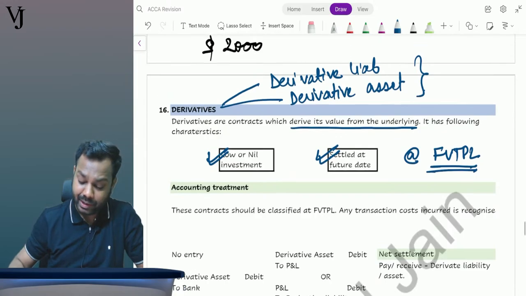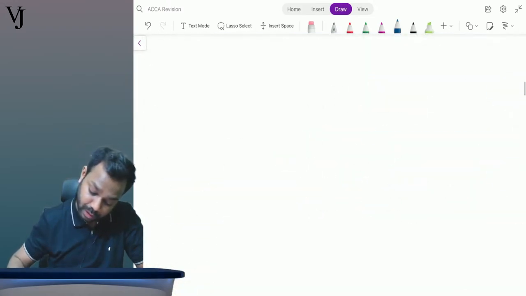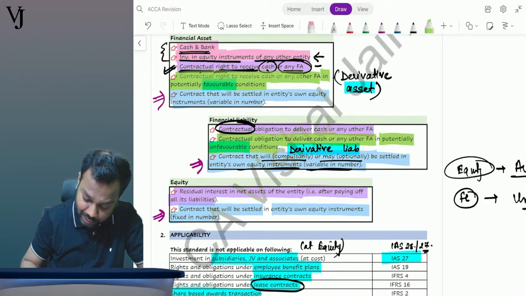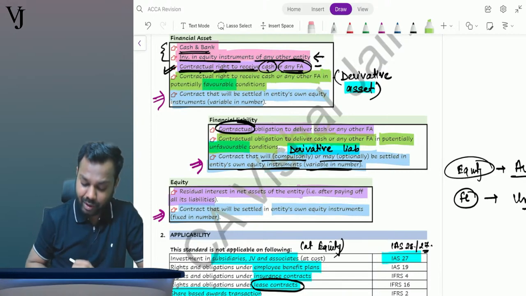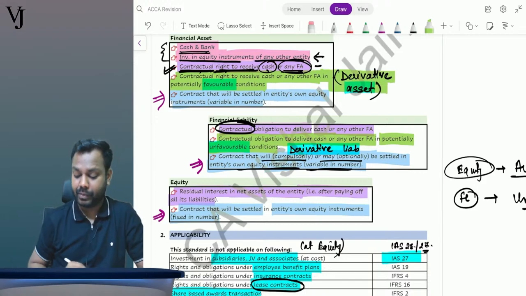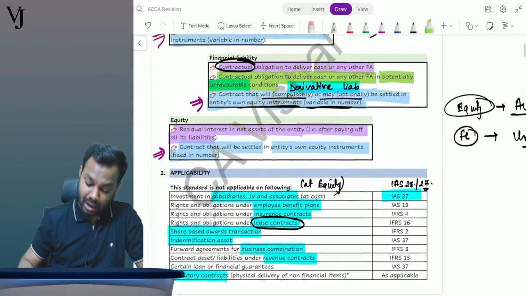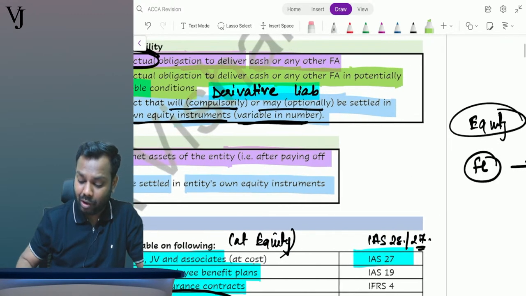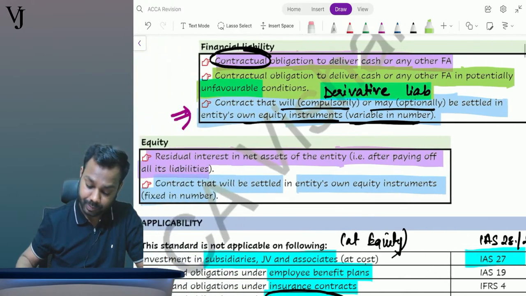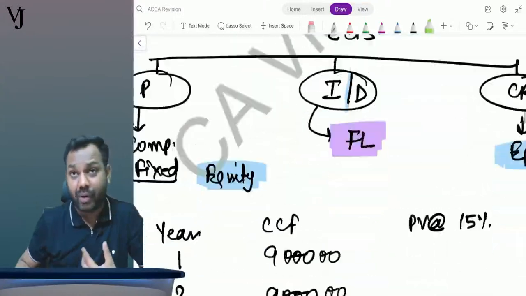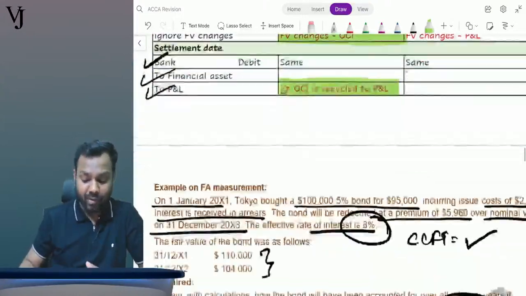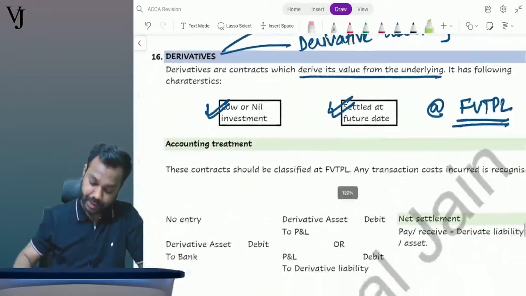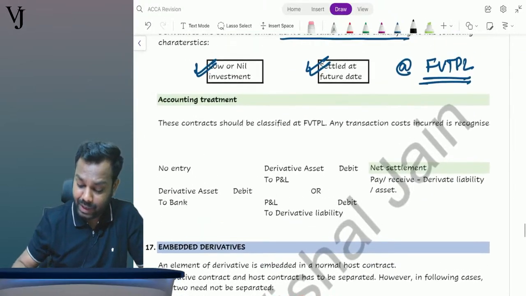We have already studied the meaning of derivative asset and derivative liability, right? See here. This is the meaning of derivative asset: a contractual right to receive cash or any other financial asset in a potentially favorable condition. It is called a derivative asset. And a contractual obligation to deliver cash or any other financial asset in a potentially unfavorable condition is called a derivative liability. Basically, if it is a favorable condition, it's an asset. If it's an unfavorable condition, it's a liability. Now, how will it be measured? It will be measured at FVTPL.